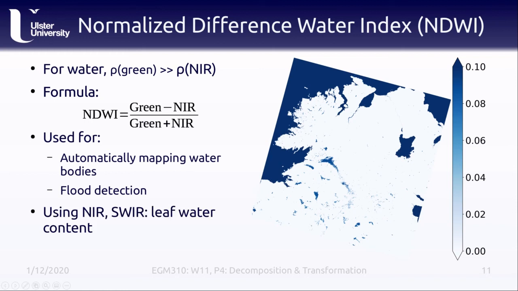An alternative version of the NDWI, also called the NDWI very helpfully, uses the near-infrared and shortwave infrared bands. This version is used to estimate the water content in plant leaves, as the reflectance in the shortwave infrared is more heavily affected by water content than it is in the near-infrared.